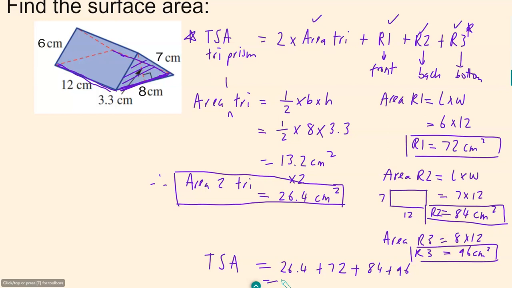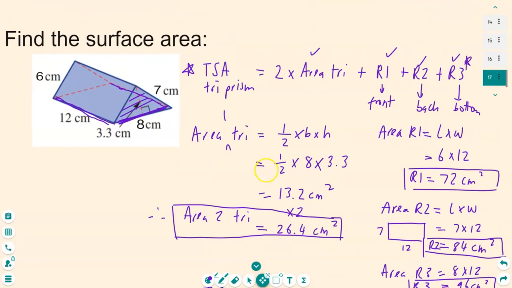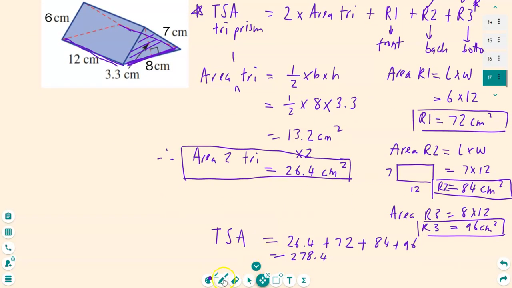26.4 plus 72 plus 84 plus 96 is 278.4. Give meaning to our answer at the end. Well, it's total surface area. Think squared. And we plugged in centimeters, so we should get out centimeters squared. And put a box around that so your teacher can find it.